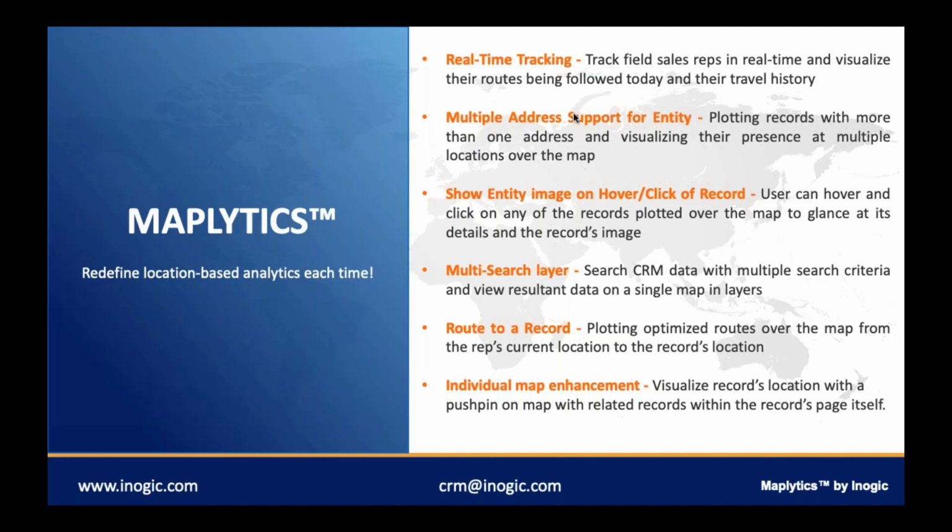The second-last feature on the list is route to a record. This feature provides you a route created automatically from your current GPS location to a record that you want to go and meet.